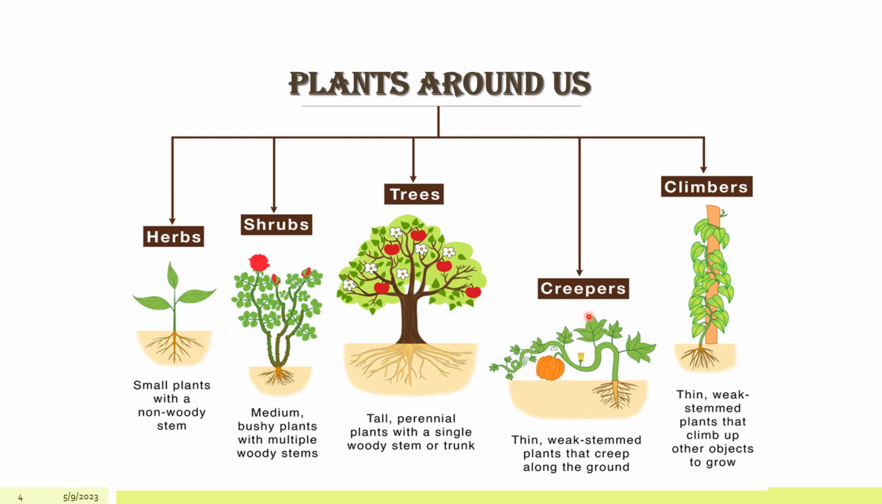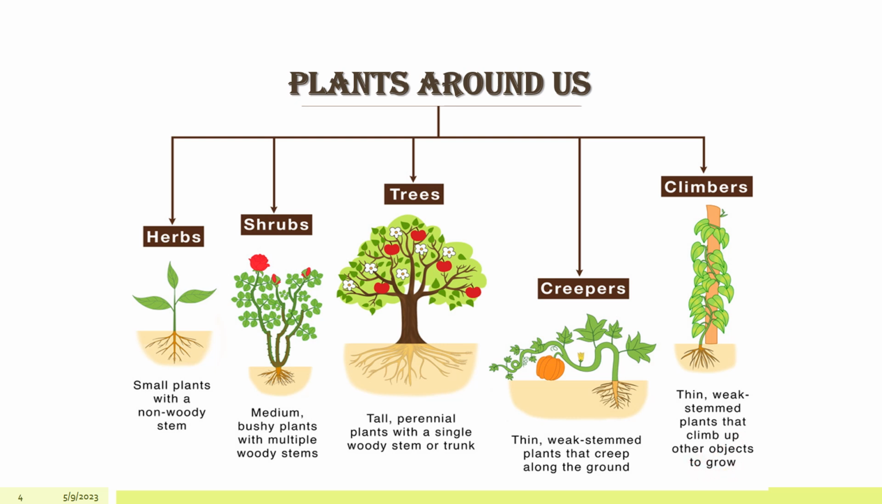Then are the creepers. Creepers are thin, weak stemmed plants that creep along the ground. मतलब ground के साथ साथ वो चलते हैं, right? They move along with the ground, right? And climbers, इनके नेम से ही पता चल रहा है. Creepers मतलब creep करने वाले, जमीन के ऊपर रेंगने वाले, right? And climbers means that climb up. कोई भी support ये find out करते हैं अपने लिए and then they climb up like this. Okay, they are again thin, weak stemmed plants that climb up other objects for their support.